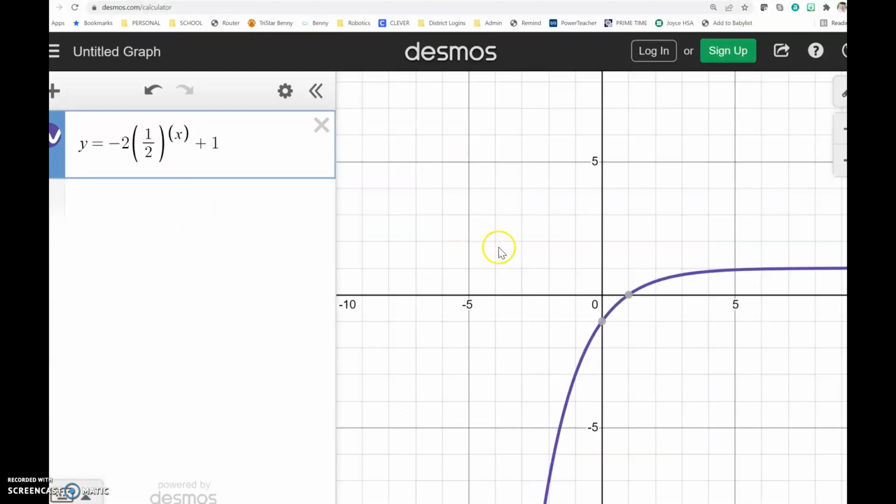If we go back to Desmos, clear this one out.